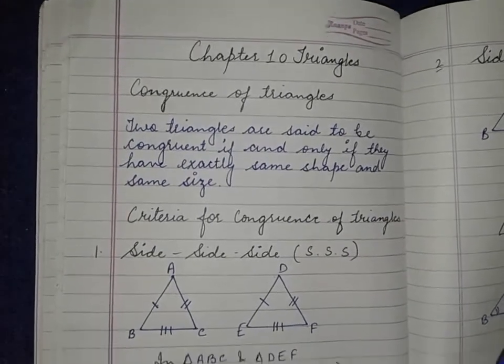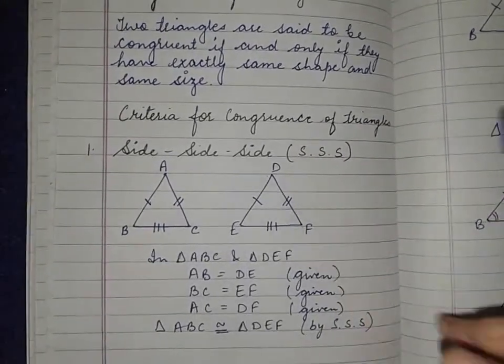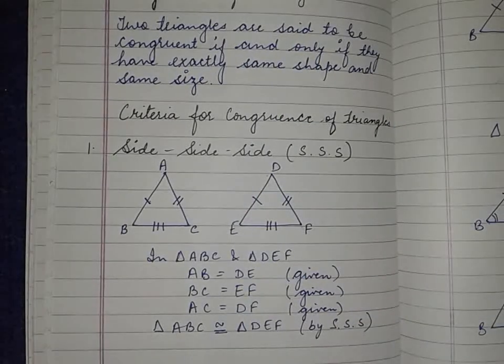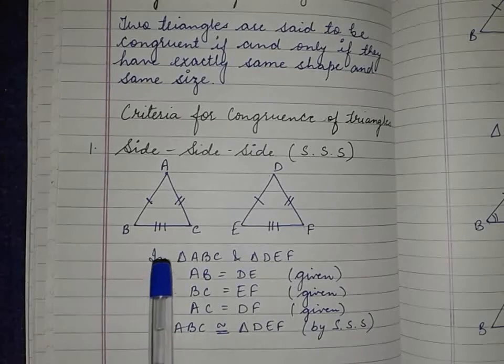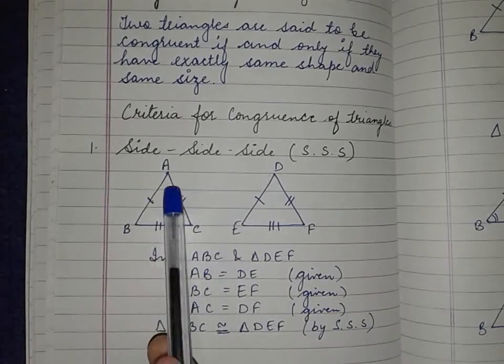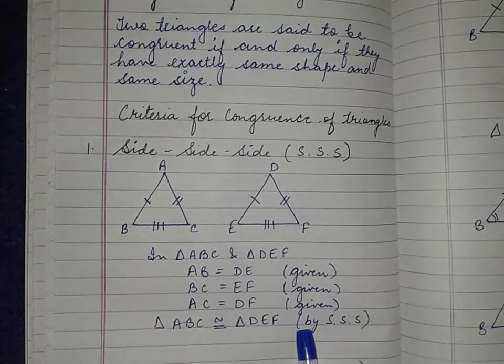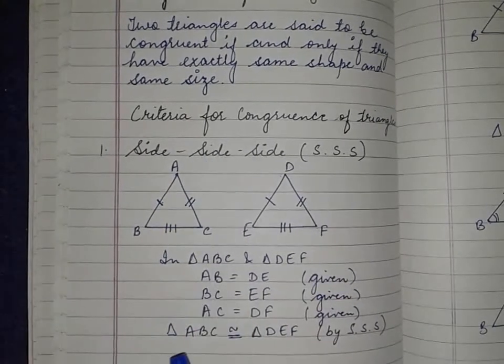The first criterion is side, side, side. If two triangles need to be congruent, we need to write three equalities about them. And the first equality that we need is side, side, side. That is, the corresponding sides of two triangles should be equal. Then the triangles are said to be congruent by SSS. A capital S denotes side.